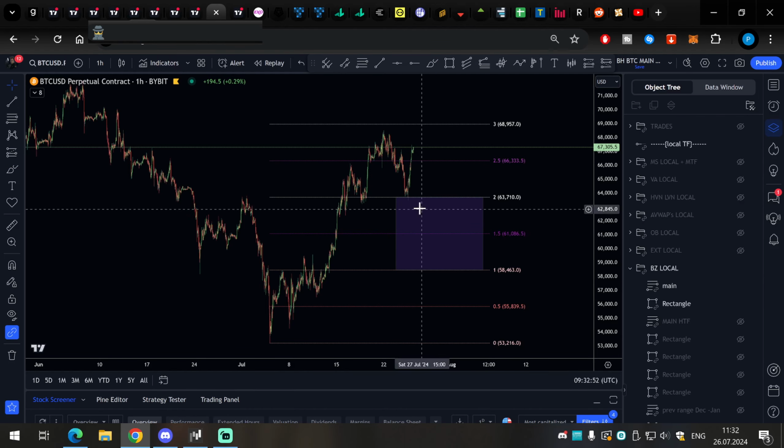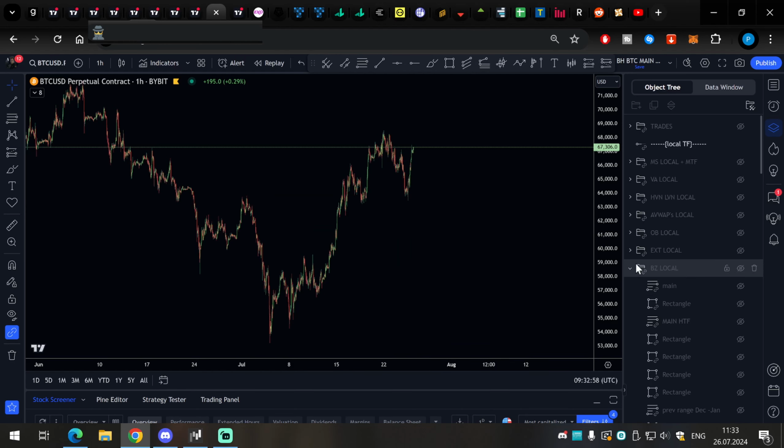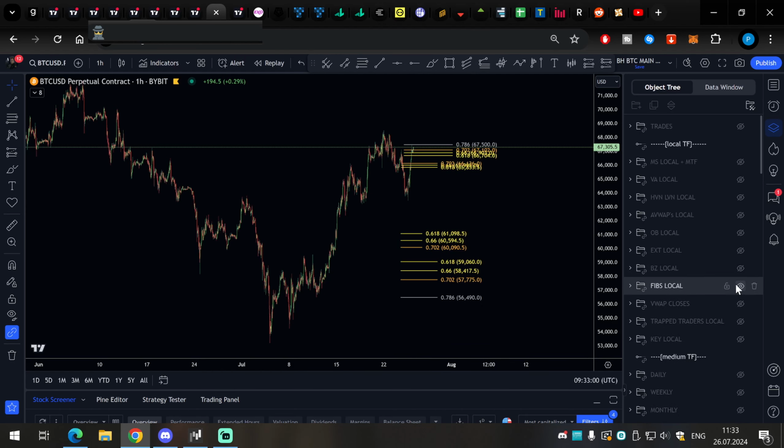I also marked the box. If you lose these two lows, I expect a new range to be formed. It didn't happen. Always planning for scenarios is just key. Golden zone pulls.